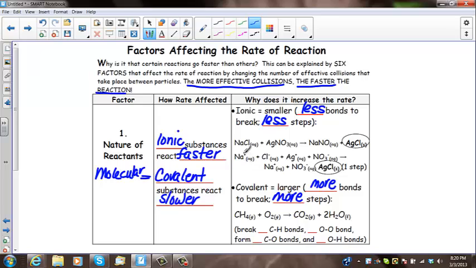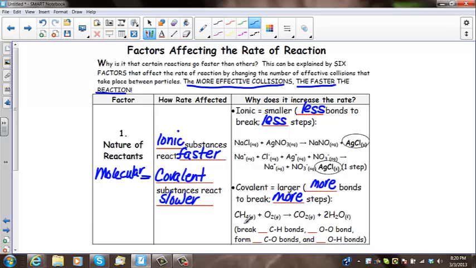So let's look at the two examples. Here I had NaCl and AgNO3. Well, all we have to do is break one bond between Na and Cl and break another bond between the Ag and the NO3, and then the Na hooks up with the NO3 and the Ag hooks up with the Cl.